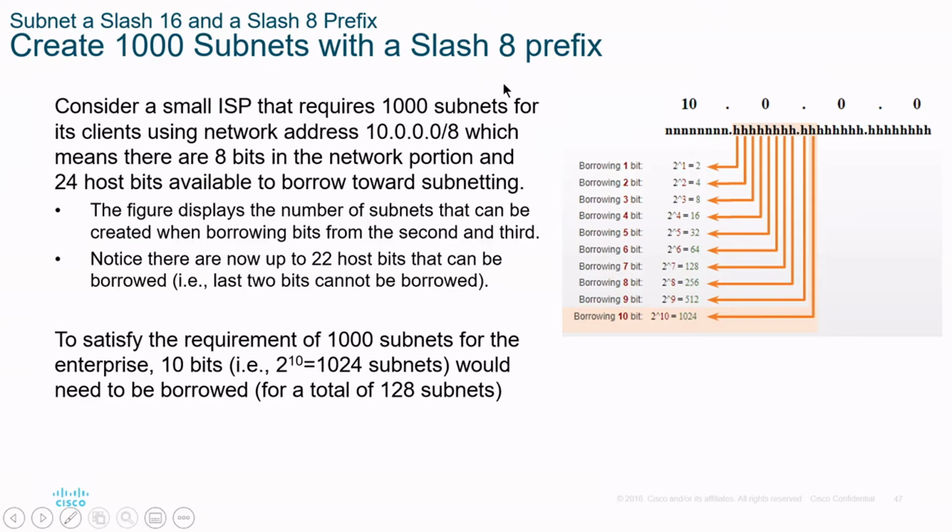Y'all with me? So if you have an A, we're at /8 by default. We have 24 bits we can borrow from. A lot more hosts, a lot more networks. You can do more with it.